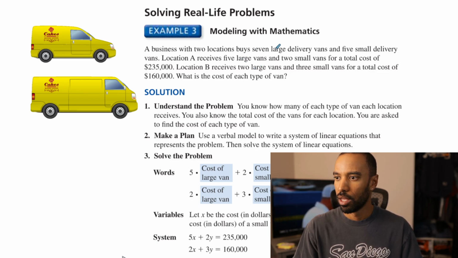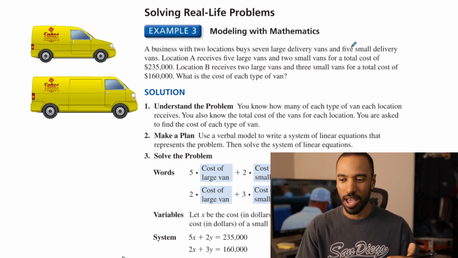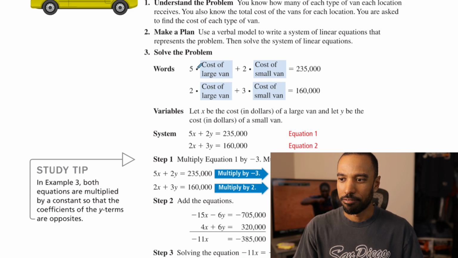So this is large and small. We could use L and S. I'll probably use X and Y. They'll probably use X and Y. Yes, they do. So 5 vans times the cost of each large van, X, plus 2 small vans times the cost of each small van, Y, equals that, and 2x plus 3y equals that.